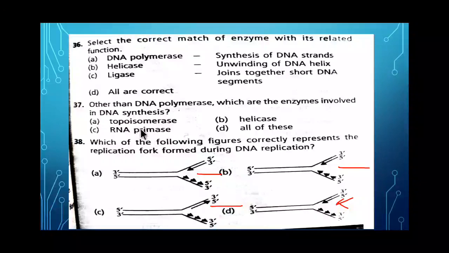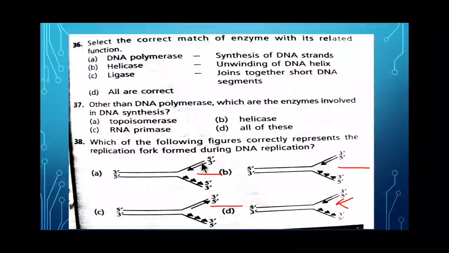Next is helicase. So helicase unzips the two strands of DNA, and next is topoisomerase. So topoisomerase reduces the coiling tension developed due to the unwinding of the two strands. Okay, now here, which of the following figures correctly represents the replication fork formed during DNA replication? Okay, now all four are given.